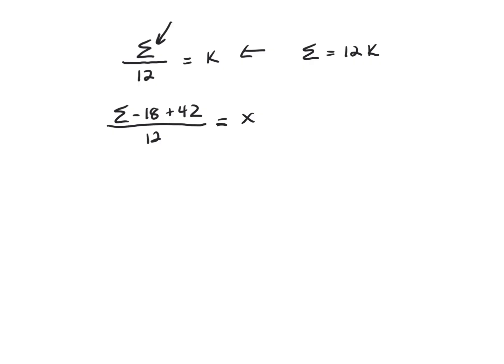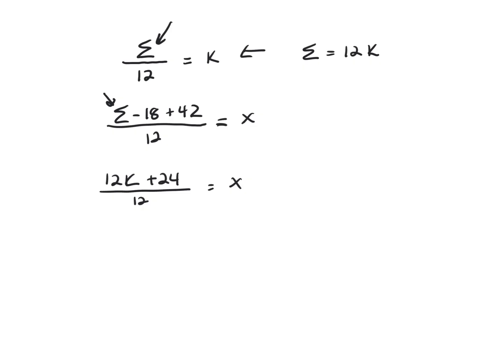Now take that 12K and substitute it in for that summation. So that would be 12K. I plugged it in right there. And then negative 18 plus 42 is 24. And you're still dividing by 12 equal X. Now solve this problem for, it's already solved for X.